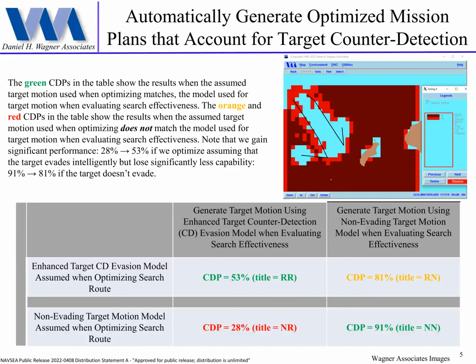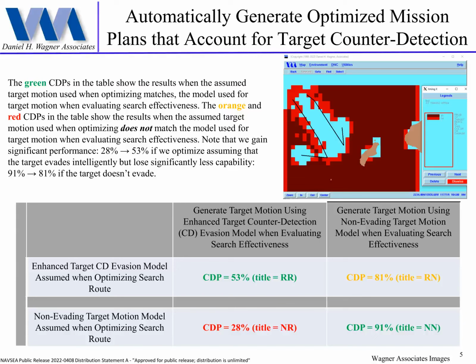One is that if the target evades and we optimize assuming that the target doesn't evade, then in this particular problem, you'd only have a 28% probability of detection, which is the red value in the lower left. However, if you use an optimizer that assumes that the target evades, then you can come up with a plan that is 53% effective, so almost twice as good. So, there's a huge advantage in modeling the target as evasive.